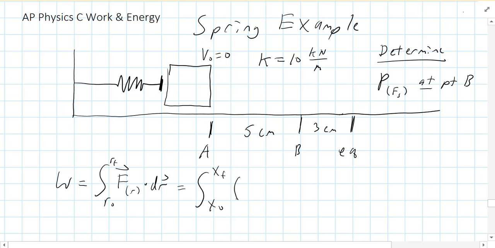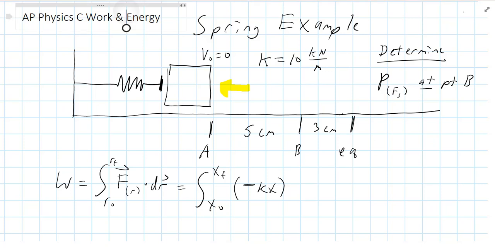Here's the first and probably the most important sign thing you're going to do. The force of a spring is negative kx. Let's talk about what that means for a second. If we compress this spring to the left, as we have here, the spring is pushing to the right. That's where the negative comes from. The spring is pushing the opposite way that you've moved it, basically. And then dx is here.